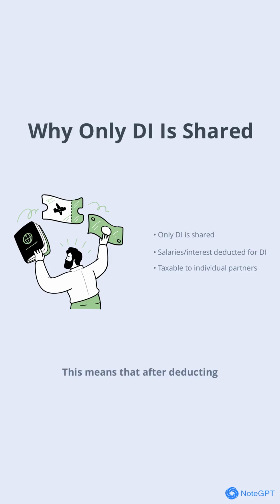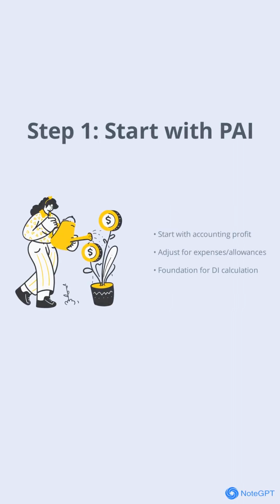This means that after deducting partners' salaries and interest on capital, the remaining profit is what gets divided according to the profit-sharing ratio. This approach ensures that each partner's entitlement is clear and that the partnership complies with tax regulations. Partners' salaries and interest are deducted for DI calculation but are still taxable to the individual partner, not at the partnership level.